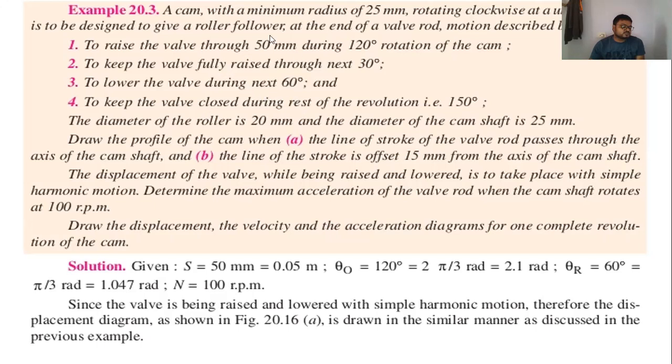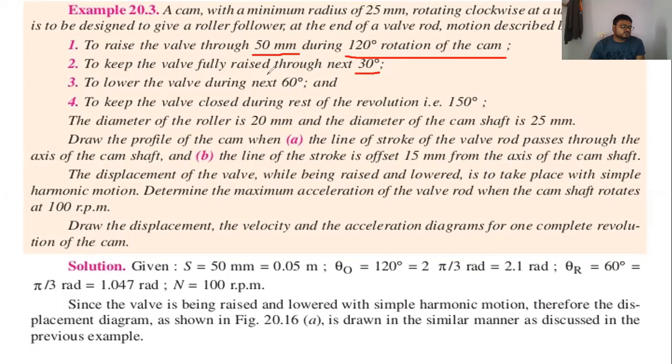To raise the valve, that is the outstroke, through 50 mm, which is the lift or stroke of the follower, during 120 degrees rotation of the cam. So it has 120 degrees of rotation for the outstroke. Next, to keep the valve fully raised for the next 30 degrees, that is, to keep it in the dwell period.